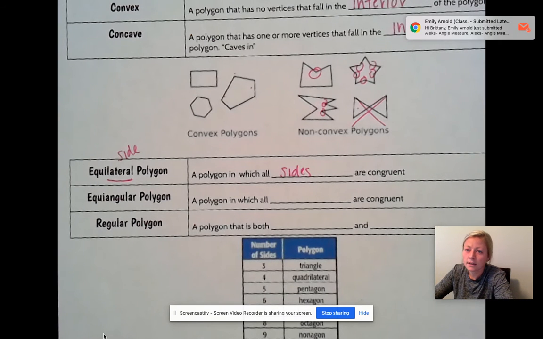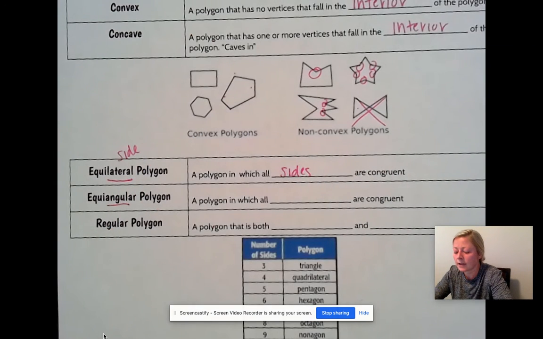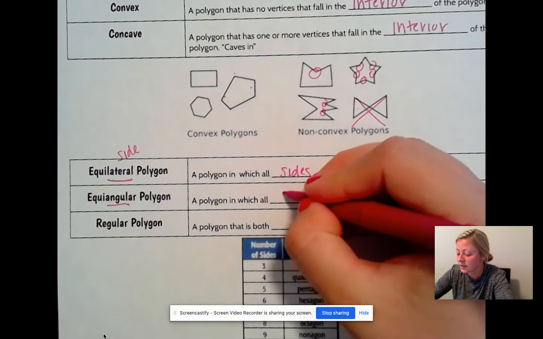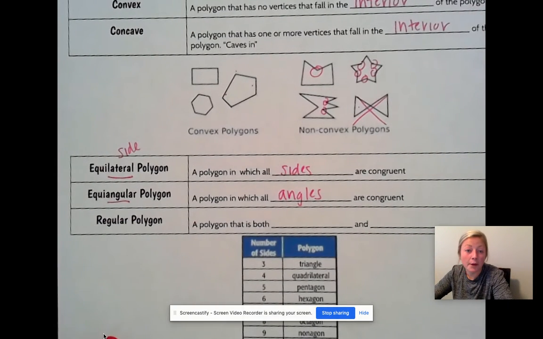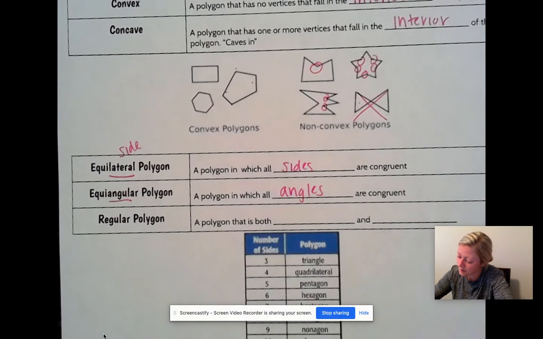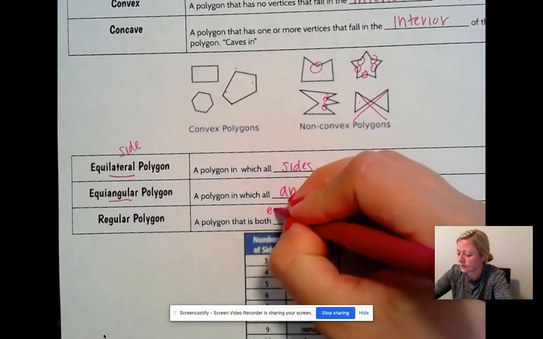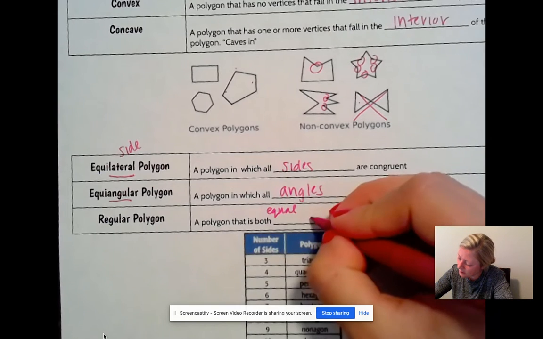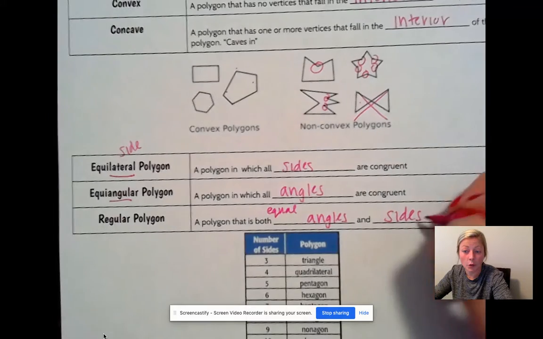Equiangular. We have the word angle. Equal angles in a polygon. So a polygon in which all angles are congruent. Equiangles, equal angles. Now a regular polygon is both. It has equal angles and equal sides. It is a polygon that has both, let's just say equal. Equal angles and equal sides. So it's considered regular.